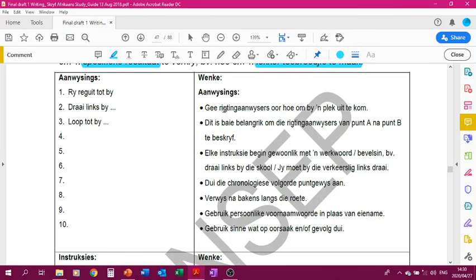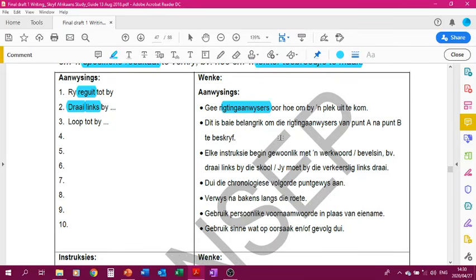So, gee rigting aanwysers hoe om by 'n plek uit te kom. So, give directions on how to get there. So, that would be stuff like reguit, draai links, loop tot by, draai regs, those kinds of things. Okay, so there has to be stuff about left or right on those kinds of things in there.